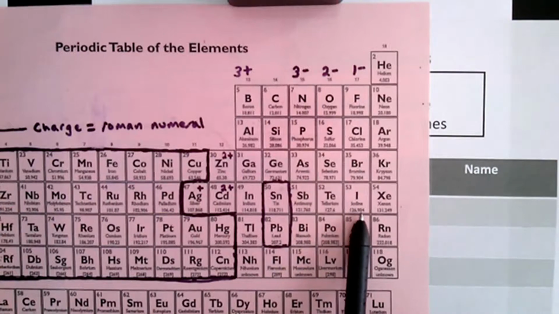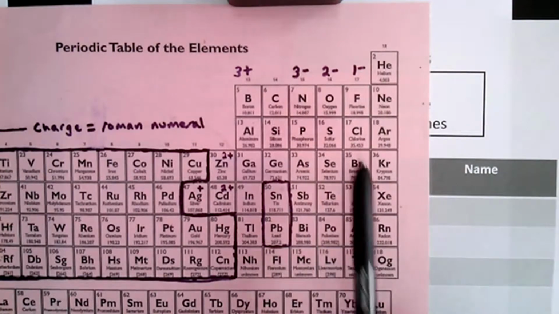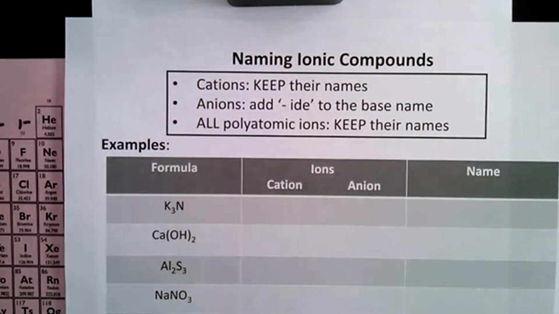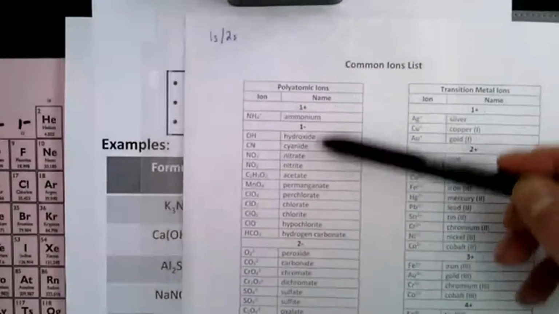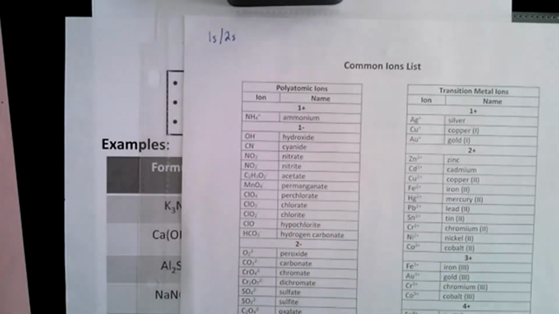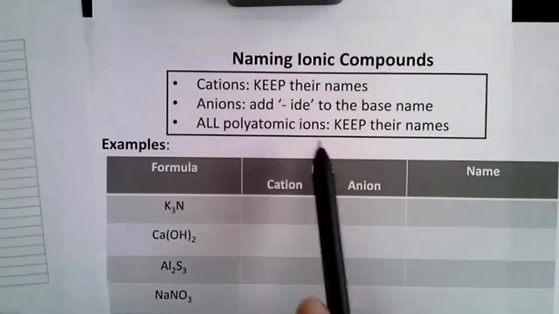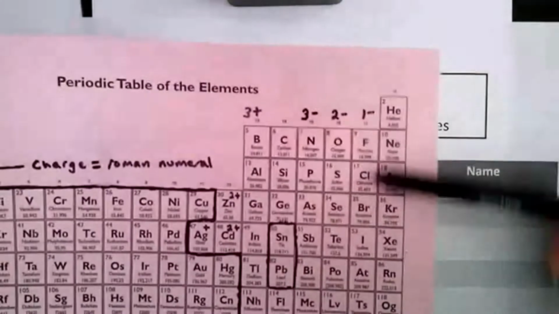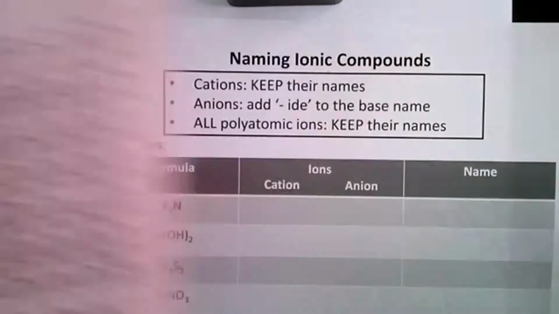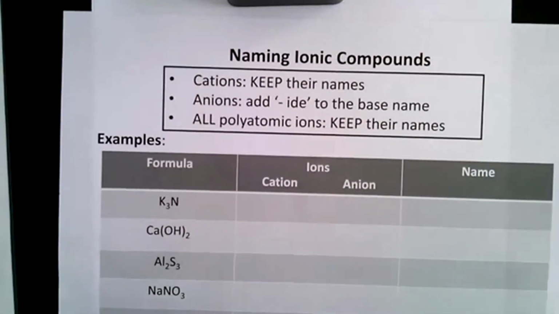Selenium's a fun one. Selenide. Iodide. So for the anion, if it's in these three columns, it will take the root of the name and add "-ide." The other thing you need to know is that polyatomic ions, all of them, will keep their name. You don't do anything to these names when they're in a compound. If you think back to the last video, we wrote things like aluminum chromate. We use the name right off here. So the only name change that happens is with elements in these three columns. They get that -ide ending when they're in a compound. So let's look at some examples.